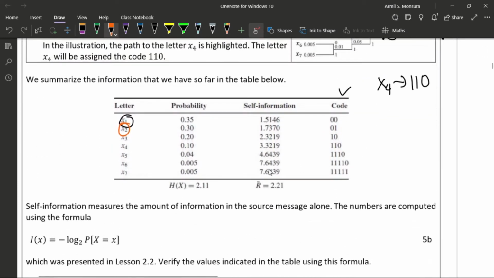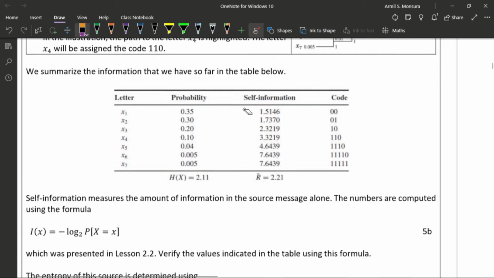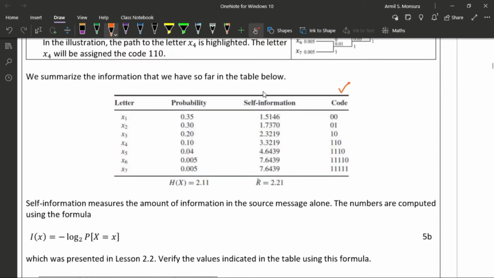Now, let's tabulate the information that we have for our synthesized code. So ano yung mga kailangan natin sa information natin or sa table natin? So aside from the codes, let's compute yung self-information ng bawat letter. So, again, self-information is computed using this formula. That's the negative log of the probability of the occurrence of the letter, to the base 2.